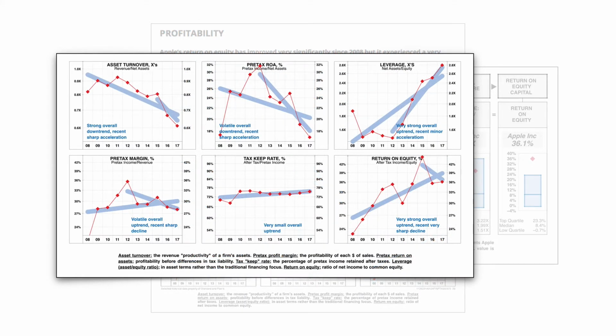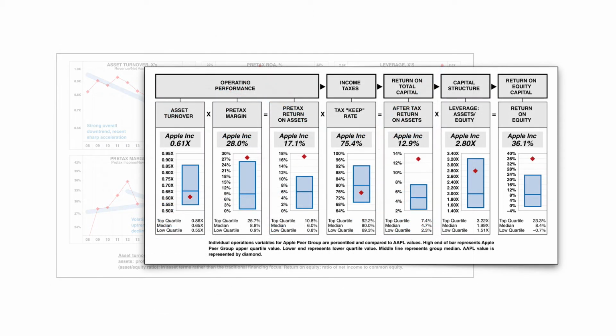Profitability, these are key components of profitability, Apple's operating history. They are components that lead to the return on equity in the lower right. The red dots are Apple's performance each year. You can see with the trend lines what the general trend line has been. And then that performance is benchmarked relative to the peer group. The top end of the bar is the upper quartile for the peer group. The bottom end of the bar is the lower quartile. The line in the middle is the median, and Apple's performance is in red. So you can see that Apple has had outstanding pre-tax margin, return on assets, and return on equity relative to the peer group.